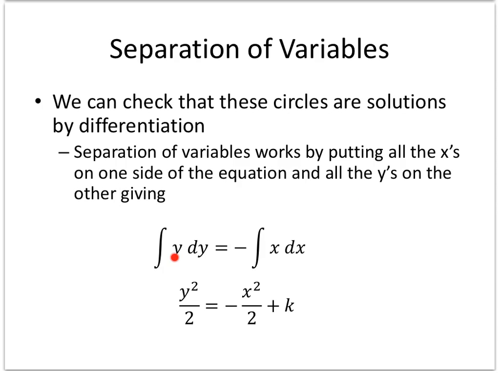And so remember, when you integrate, you're finding the antiderivative. For y to the first power, you add 1 to the exponent and divide by the new exponent. Over here, of course, I have negative x to the first power, so negative x squared over 2. So hopefully you're getting the antiderivative stuff down.